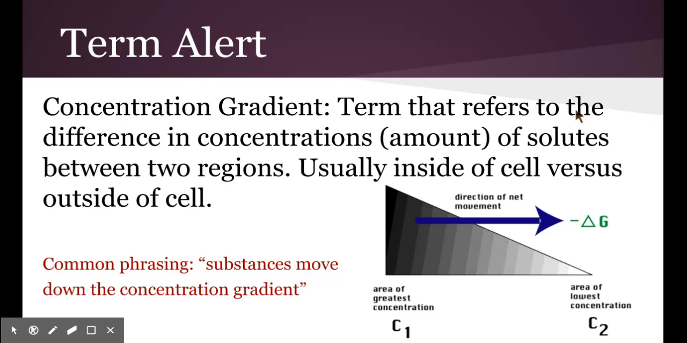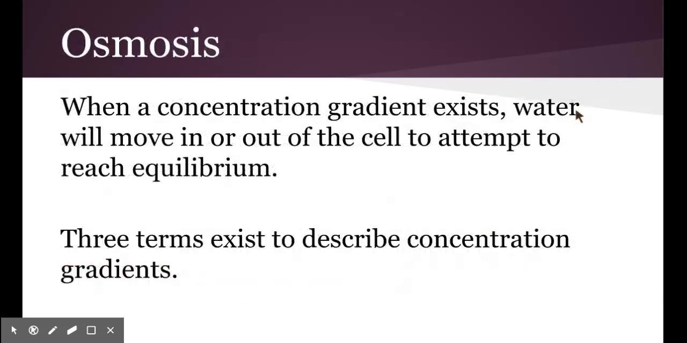When we talk about things moving from areas of high concentration to low concentration, you'll hear this called moving down the concentration gradient. It basically means that things are moving from an area where there's a lot of them, so they're concentrated, to an area where there's less of them, so less concentration. When a concentration gradient exists, water is going to move in and out of the cell to attempt to reach equilibrium. We have 3 terms for describing the movement of water across concentration gradients.